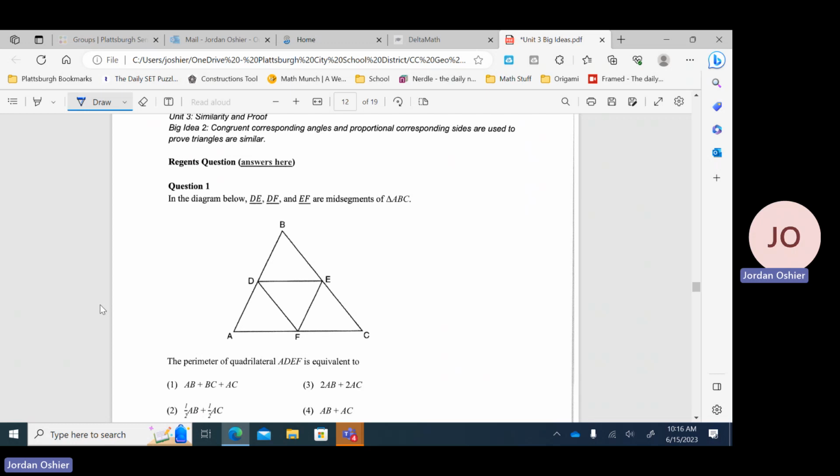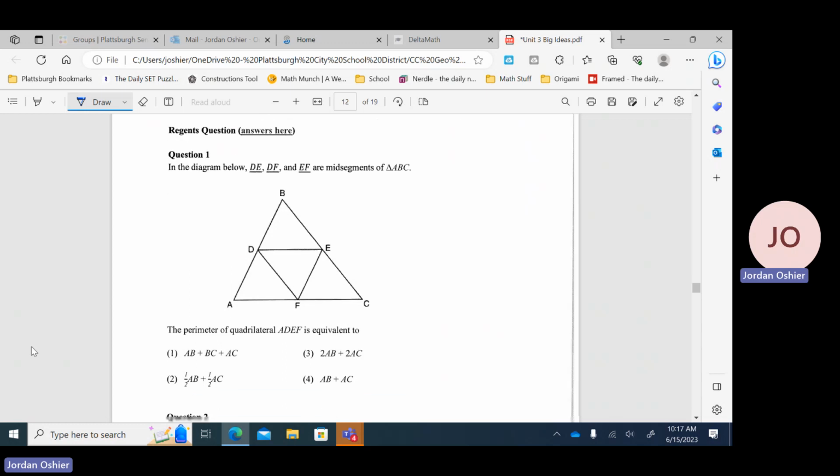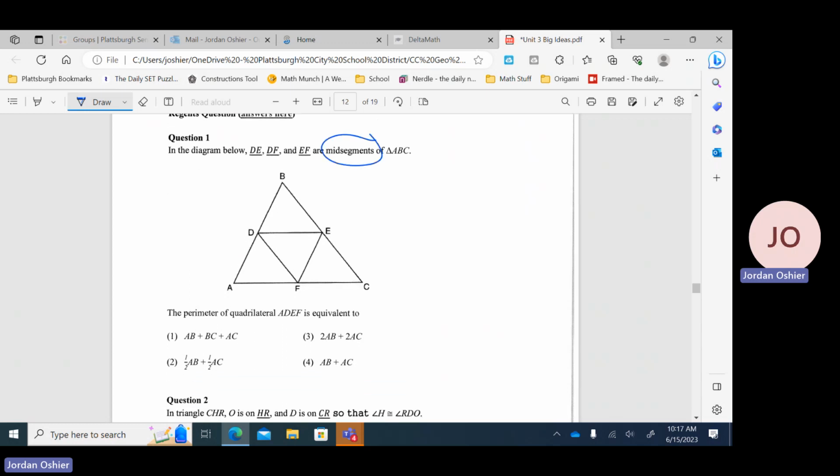Now we're talking about congruent corresponding angles and proportional corresponding sides. So we have a diagram here with mid-segments. Mid-segments create a 1-to-2 relationship or a 1-to-1 relationship as part to part. Part to whole is 1-to-2. The perimeter of quadrilateral ADEF. Now at first glance, this looks like, oh my goodness, because it's all letters, right?